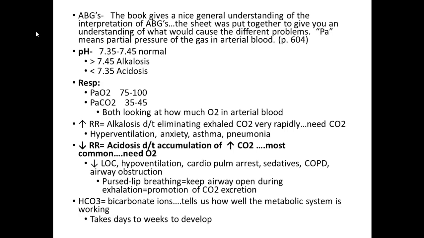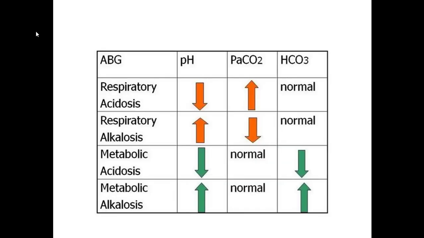This is the most common. Anytime we do an ABG and we have a low respiratory rate, sedatives, anything like that, anytime we're looking at a respiratory failure, we're going to order an ABG, and I bet you that ABG will come back with respiratory acidosis. That's what I want you to know from this slide. See, respiratory acidosis: pH is low, PaCO2 is high, and HCO3 is normal.